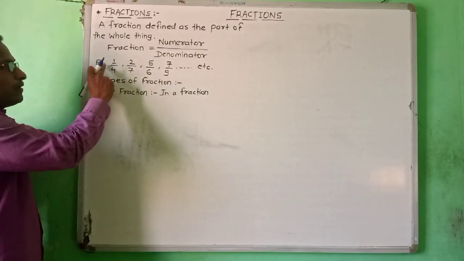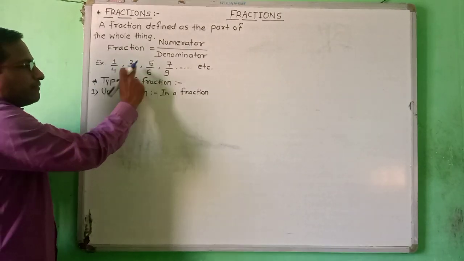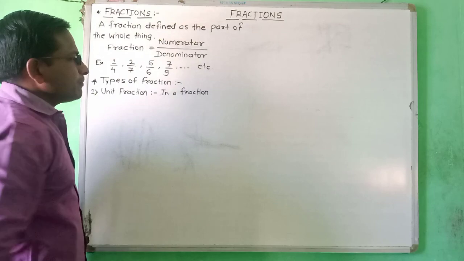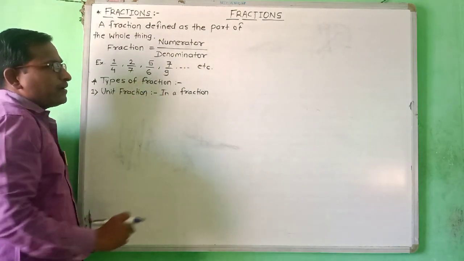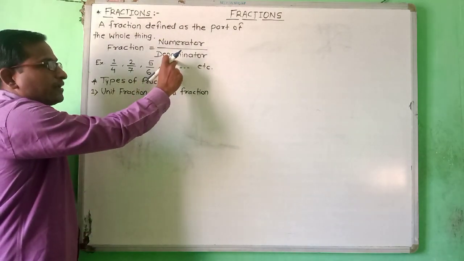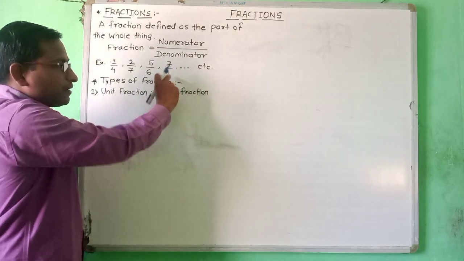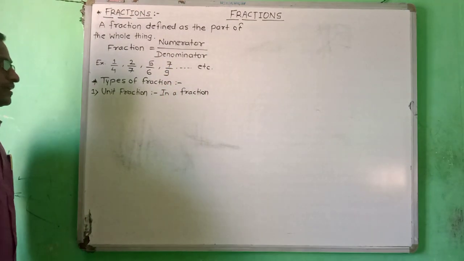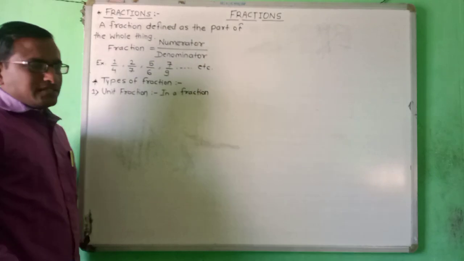For example, 1 upon 4, 2 upon 7, 5 upon 6, 7 upon 9. So in this 7 upon 9, 7 is the numerator and 9 is the denominator. So then we see types of fraction.